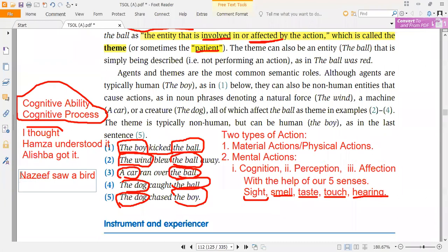And do you have Munazza in the class? No sir. Okay. Tell me any name. Momina. Okay. Momina heard a strange voice.